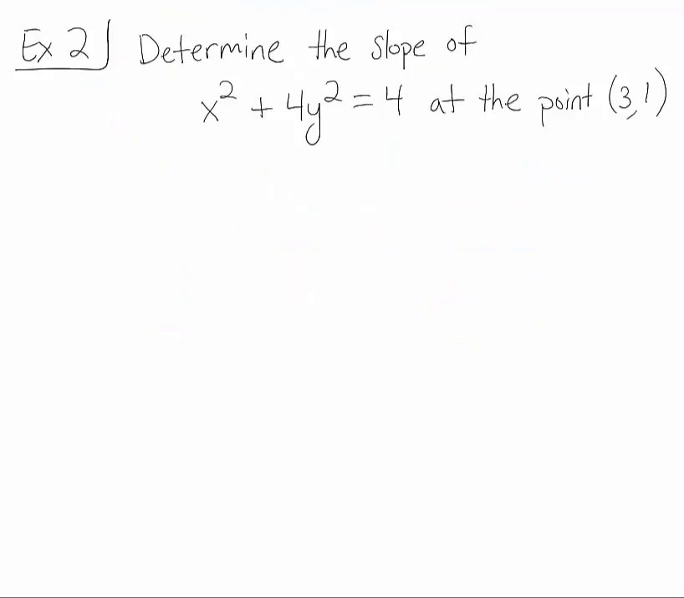Okay, so that's going to bring us to our next example, which is going to be finding the slope of an implicit function at a certain point. Now when we see this word slope, we're immediately going to think of derivative, which is dy/dx. And at this point, (3, 1), that means x equals 3 and y equals 1. So first we're going to take the derivative, then we're going to plug in x is 3, y is 1.